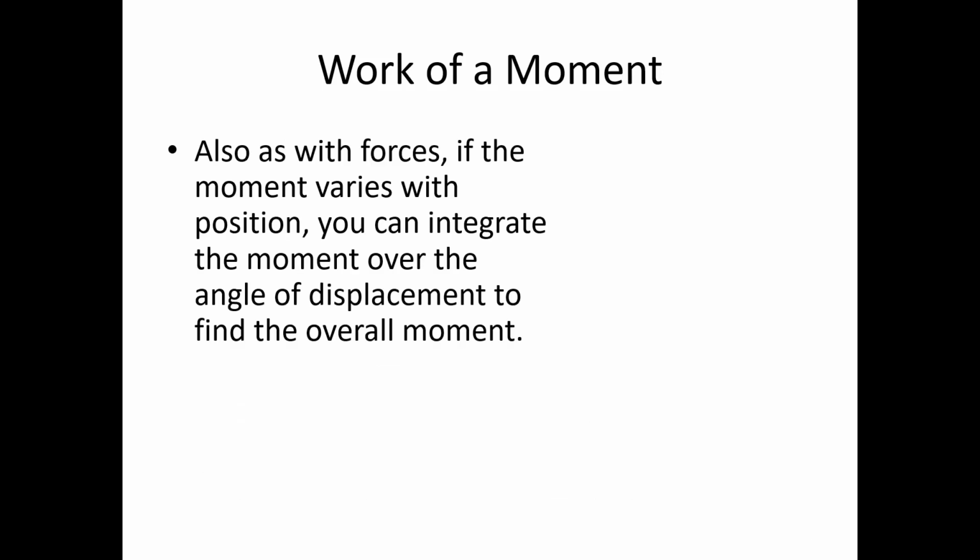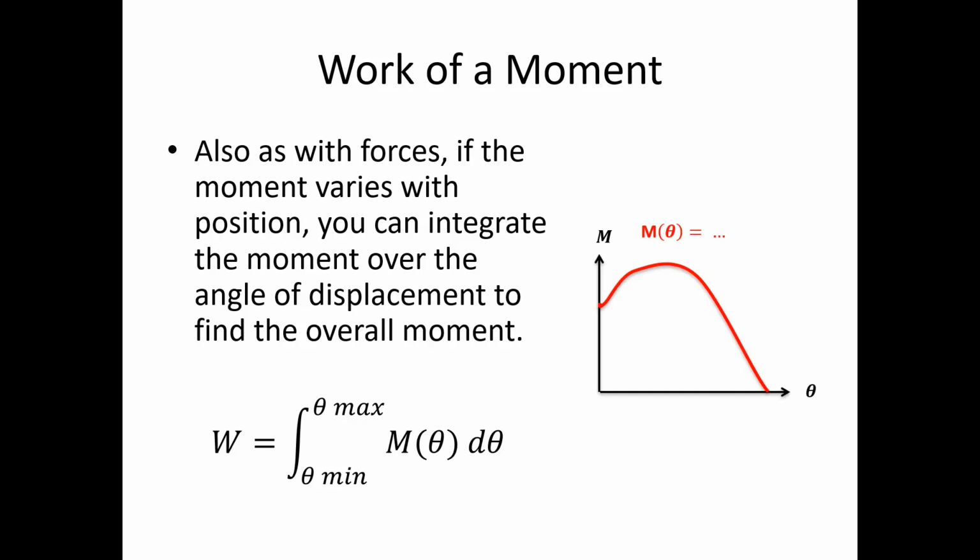All right, so also as with forces, if the moment varies with position, we can integrate the moment over the angle of displacement. So we can go from some theta min to theta max, take the moment function with respect to that angle, and basically find the area under the curve using integration. So some things are going to have this, such as torsional springs, where the angle of twist itself is going to determine what the moment is from the spring that we get. It'd be a linear curve, not a curve like this in that case, but we will have to deal with that sometimes.